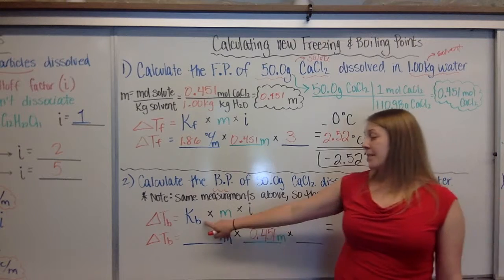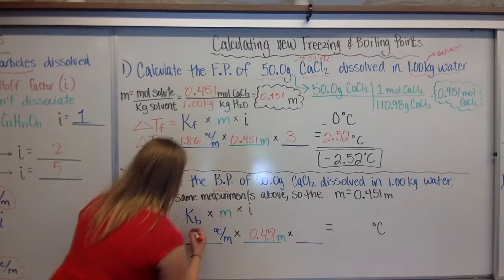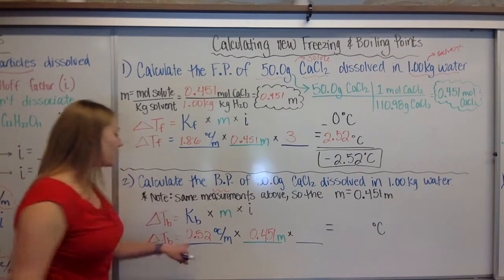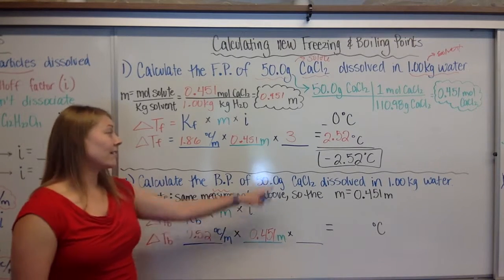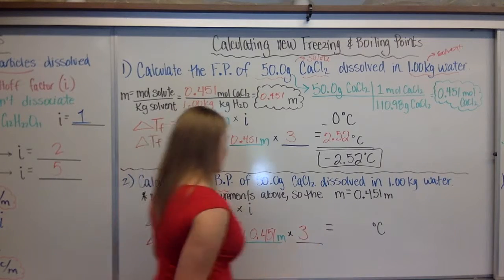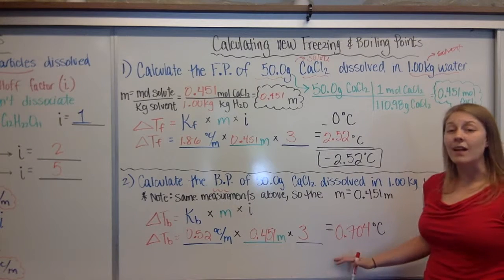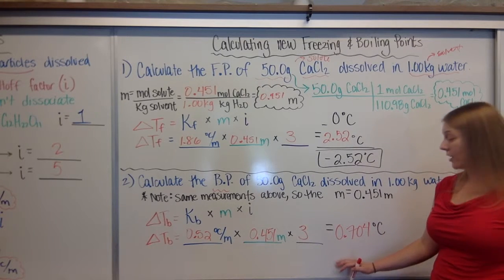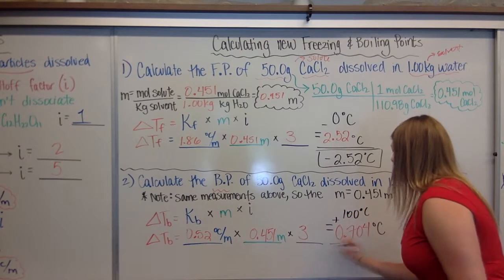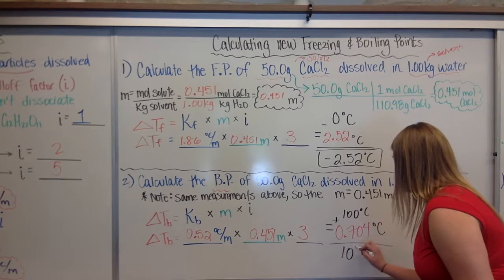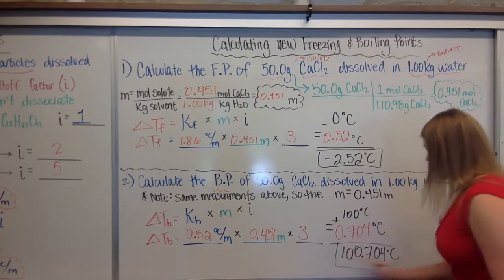This time we're using the Kb, not 1.86, because that's our freezing point constant. We're using 0.52. That's our boiling point constant, degrees Celsius over molal. And then our I here, same as above, because we still have CaCl2, and we get 0.704 degrees Celsius. This time we're not subtracting it from 0. This is boiling point elevation. So we're adding it to 100. And our new boiling point of the whole solution is 100.704. And that would be our new boiling point.